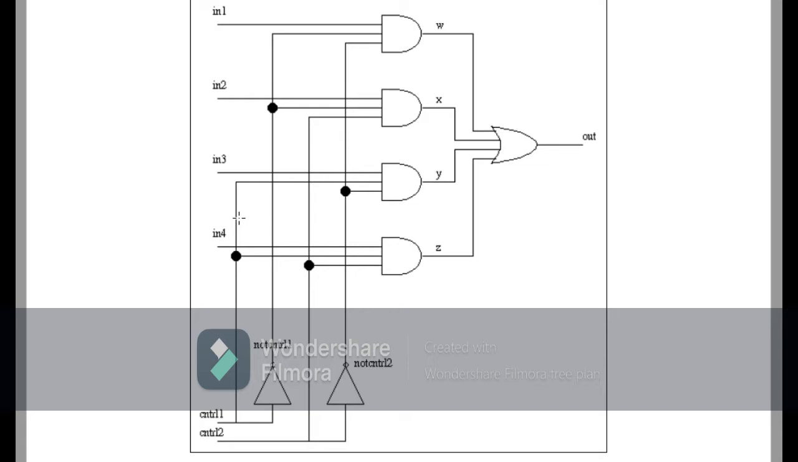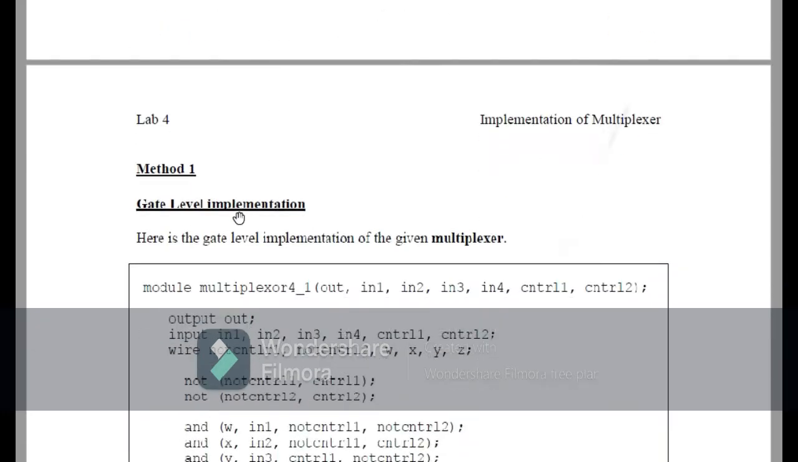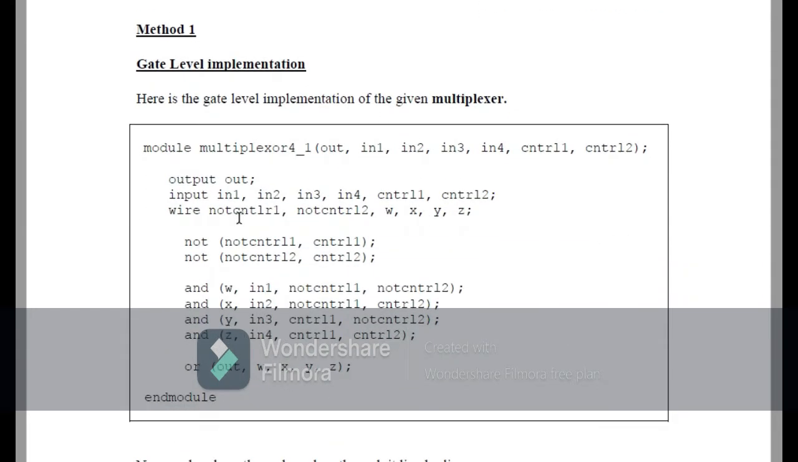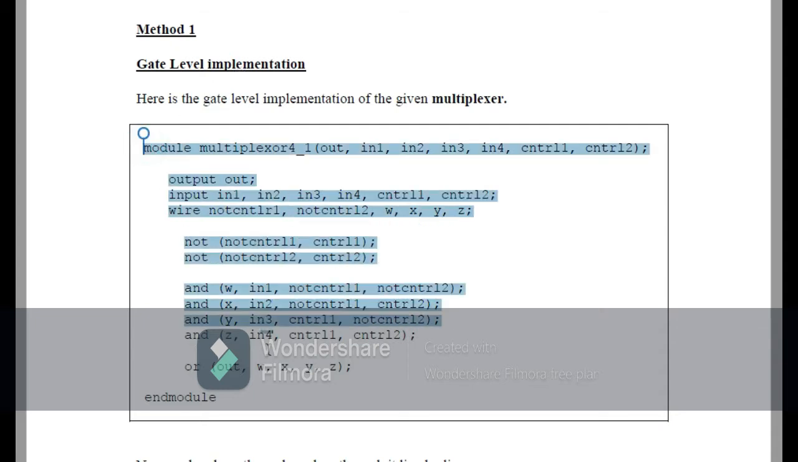Now we will see how we can implement MUX in Verilog HDL by different methods. So our first method is gate level implementation. The syntax remains the same as in Verilog HDL code.